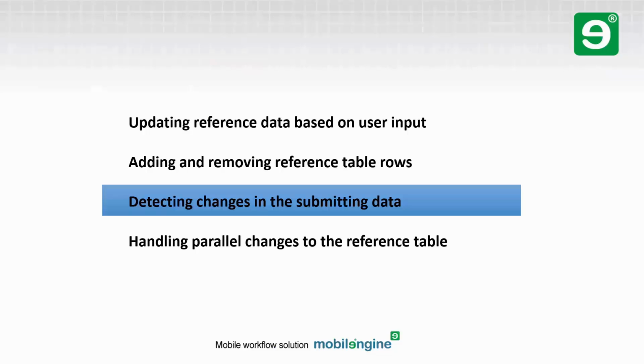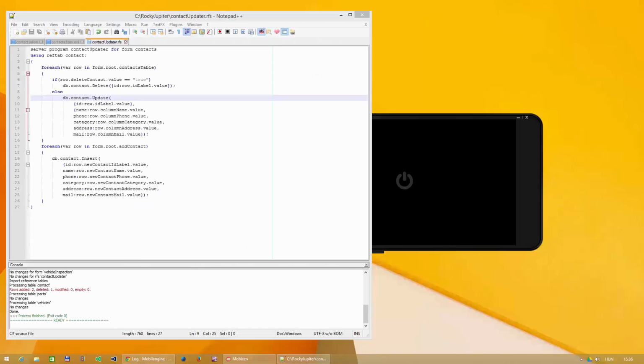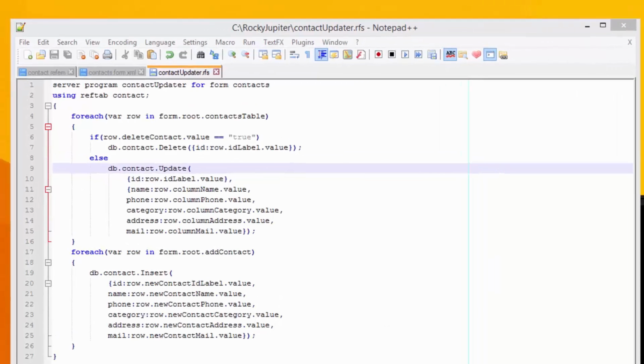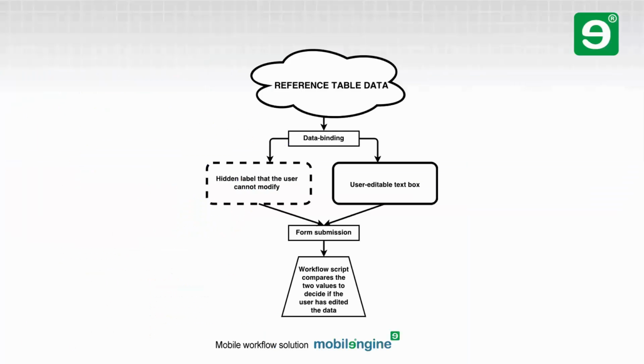In this section, you will learn how to use hidden labels in your form to gain granular control over what reference data the server-side workflow script will update. Your script needs to be able to determine whether the user modified any of the data that the system sent to his or her phone. For this, it needs a reference that it can compare the user input with, label controls that you also bind to the same reference data.